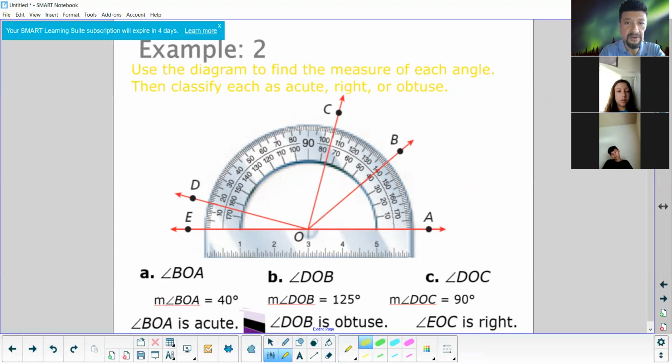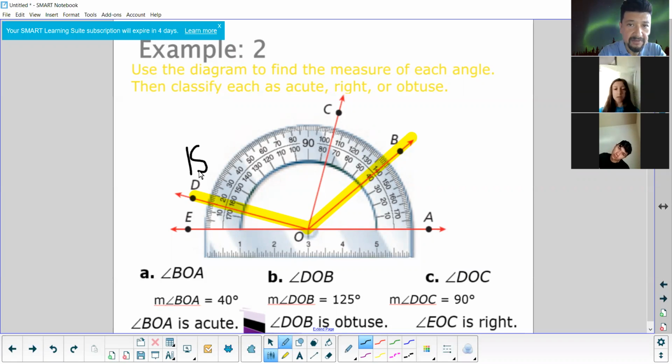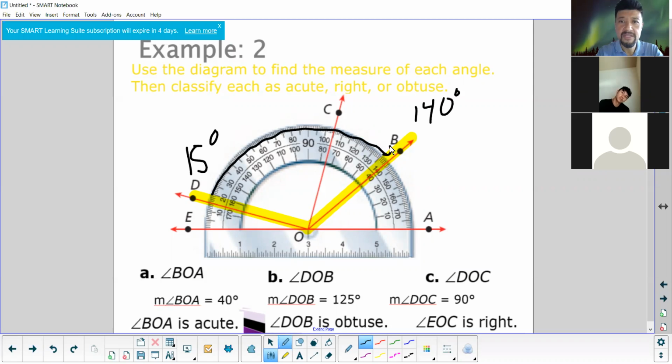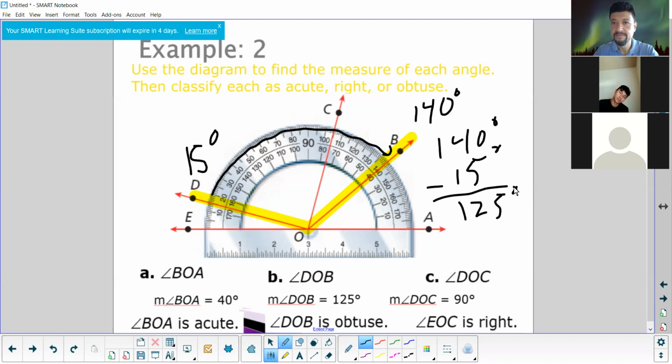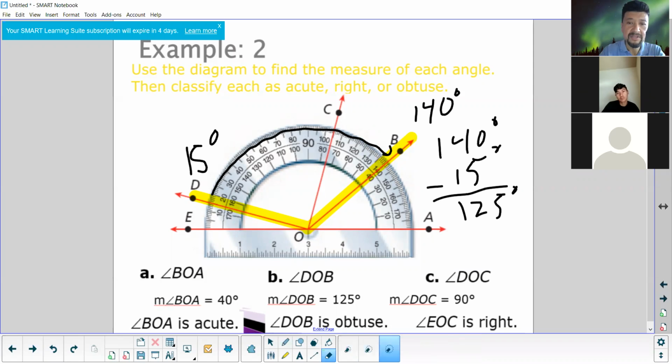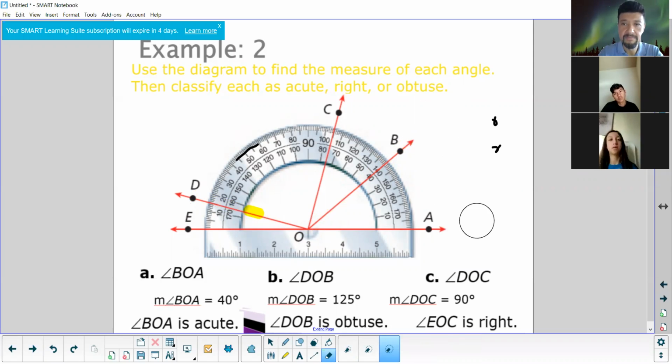So when we talk about DOB, one thing I can guarantee you is that this is 15 degrees, and this one over here is 140. But notice on this one, you notice how I'm using the outside numbers? So once you do this, if you do 140 degrees minus 15 degrees, you get 125 degrees as a result. So that's one way to do it. And then you do the same thing with this one right here.